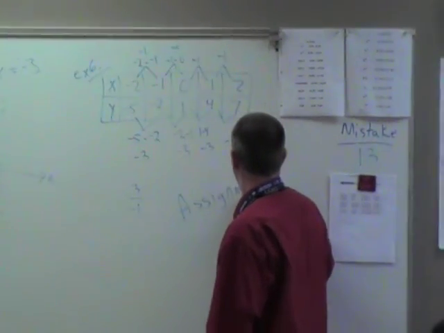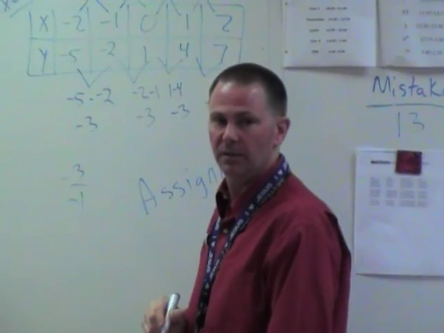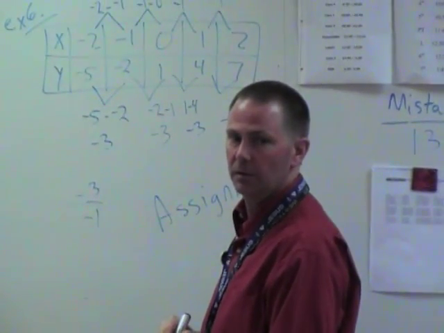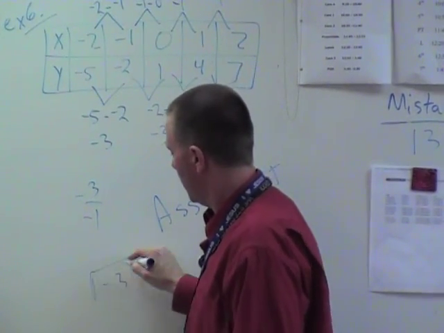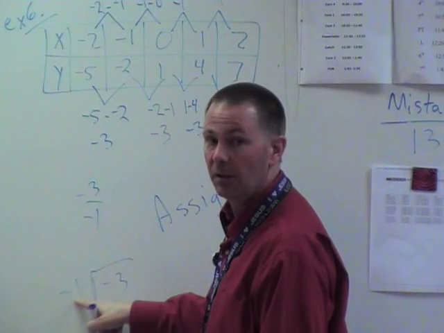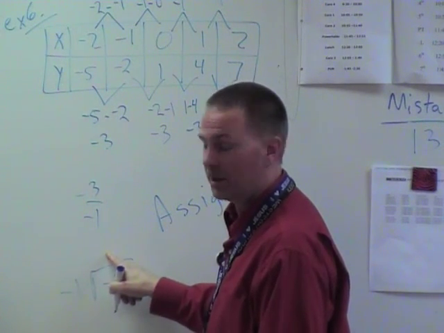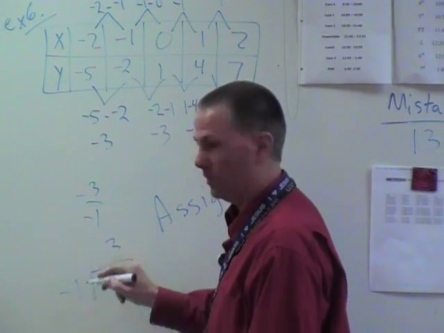How did you get positive 3 out of that? Negative divided by a negative. A -3 divided by a -1. What times -1 gives me -3? +3.